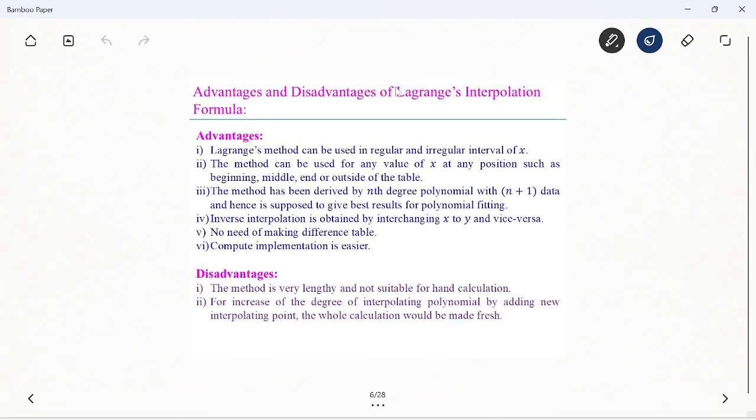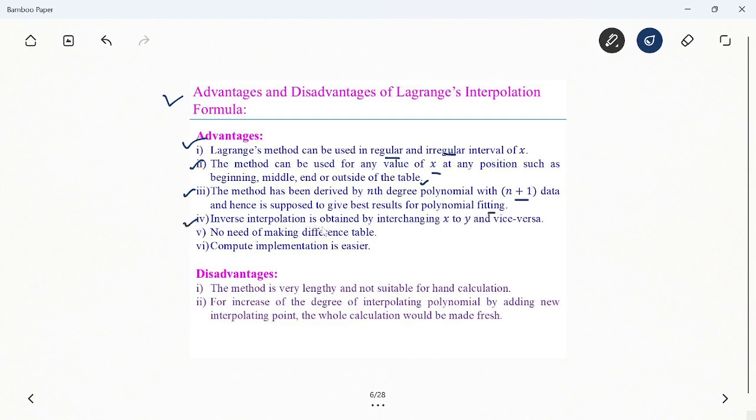Now, advantages and disadvantages of Lagrange's formula. Advantages: Lagrange's method can be used for regular and irregular intervals of x. Next, the method can be used for any value of x at any position, such as beginning, middle, end, or outside of the table. Number 3, the method has been derived by an nth degree polynomial with n plus 1 data points, and hence is supposed to give the best results for polynomial fitting.